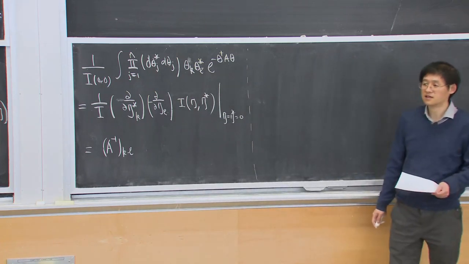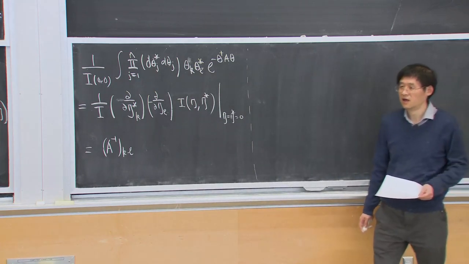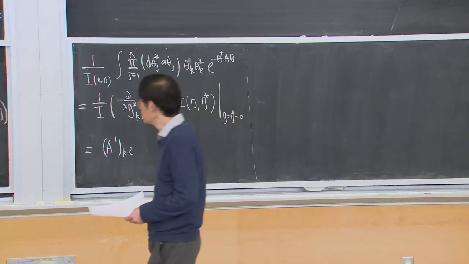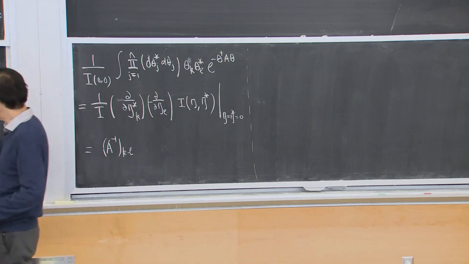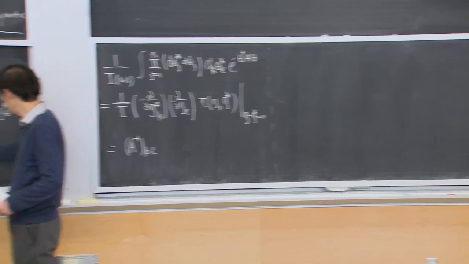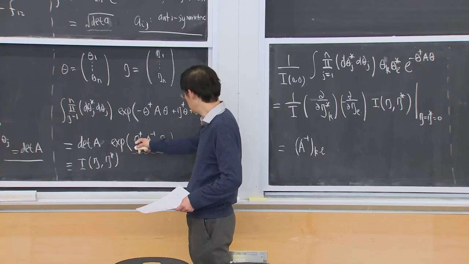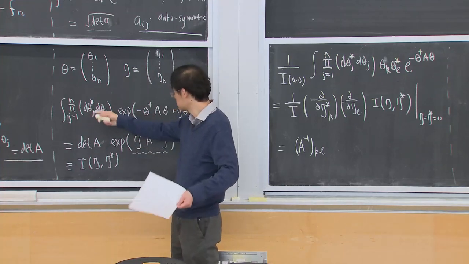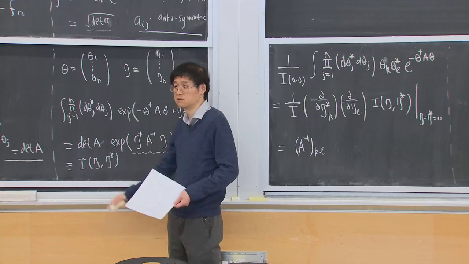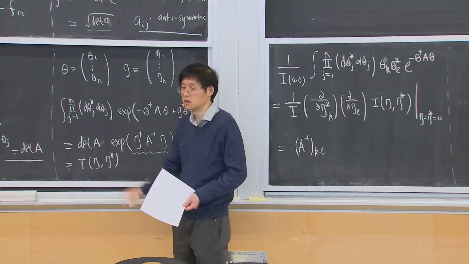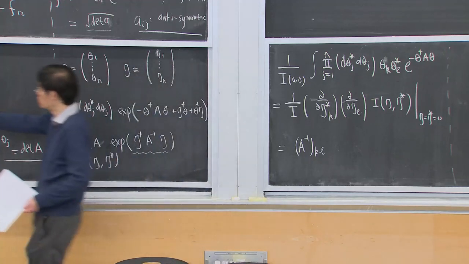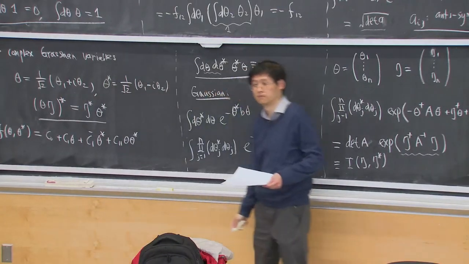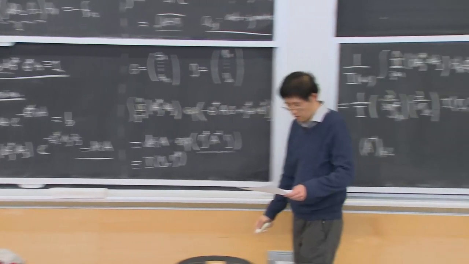Yes? Yeah, you can. Here it is just the complex conjugate. In some sense, they're independent of each other. Theta and theta star depend on two variables, and you can just view them as independent variables. Okay, good.